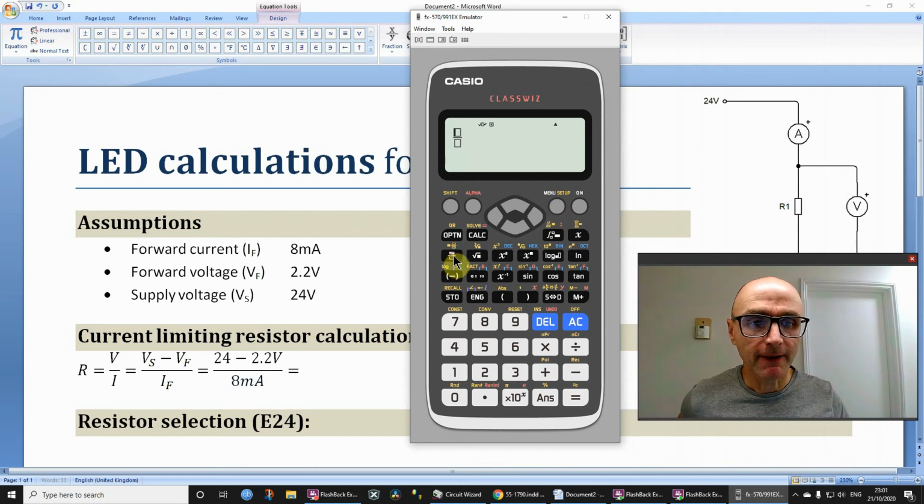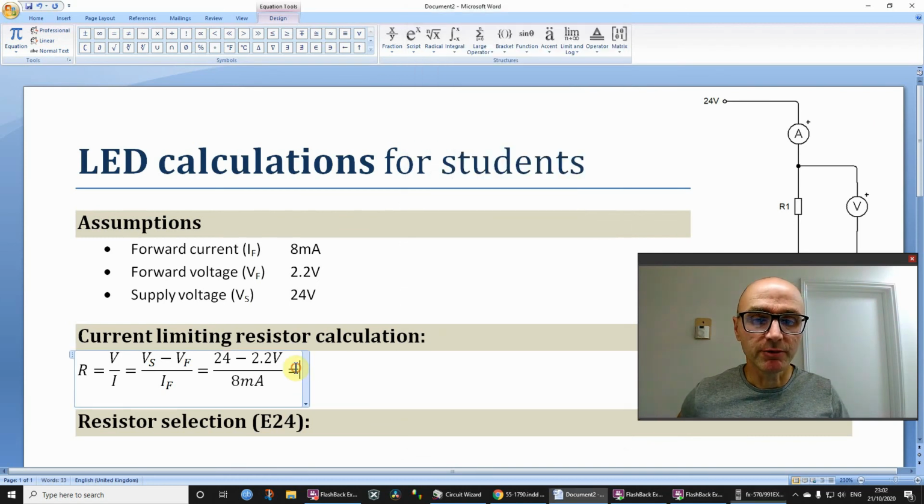So okay, 24. I can do 24 minus 2.2, but I'll just show you, just in case the numbers are more difficult. And then go down, and then I'm actually going to do 8 times 10 to the minus 3. So you don't have to do it like that. As I say, it's up to you. And I'll do equals 2725 ohms. Okay, so 2725. I'm sure you can find the ohm symbol somewhere, but it's not worth it. Okay, 2725R. There's a problem with that.